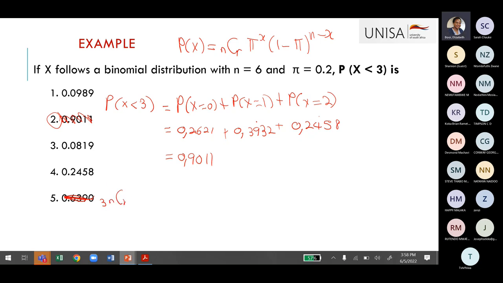NCR. Oh, NCR 3C 3, that will be 6, 3, and they have, yeah, 0.2. I'm going to leave the option here as correct, as like that, but I'm just going to add another option, which looks like this.